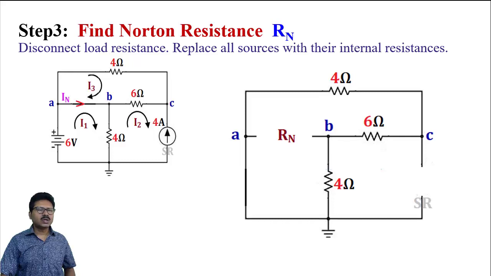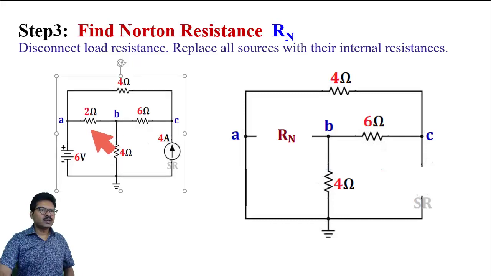Now we have to find the Norton resistance. To find the Norton resistance, we will disconnect the load resistance and we will replace all the sources with their internal resistances. Here the 2 ohm has been disconnected. The voltage source and current source are considered as an ideal voltage source and an ideal current source. The internal resistance of an ideal voltage source is 0. So the 6 volt will be replaced by a short circuit. The internal resistance of an ideal current source is infinite. So this current source will be replaced by an open circuit.